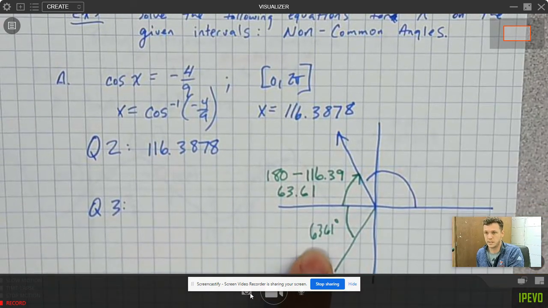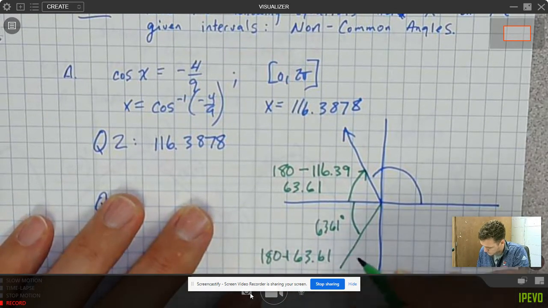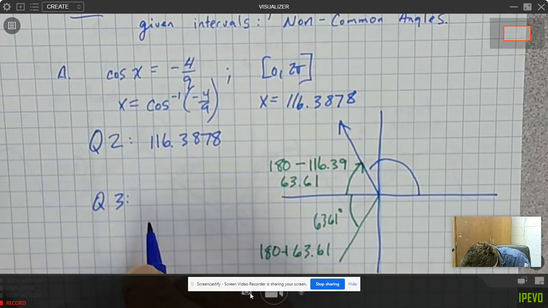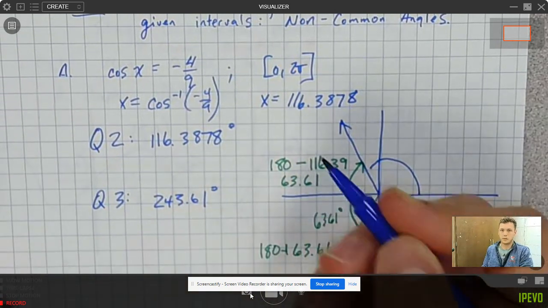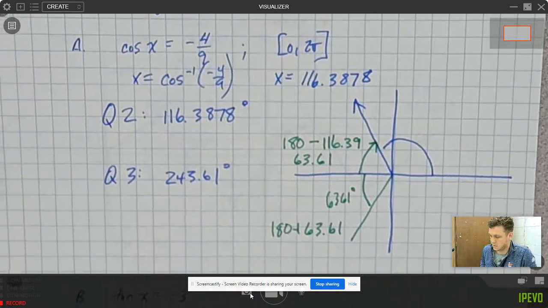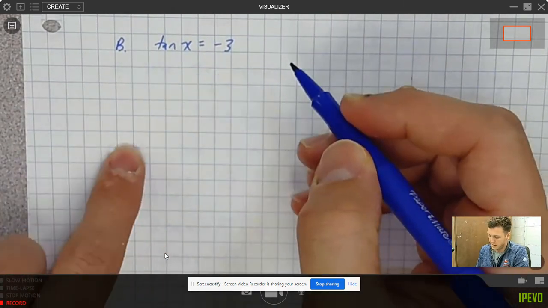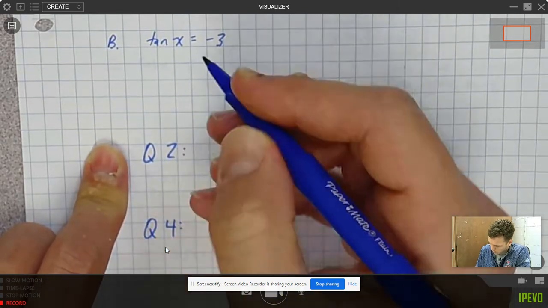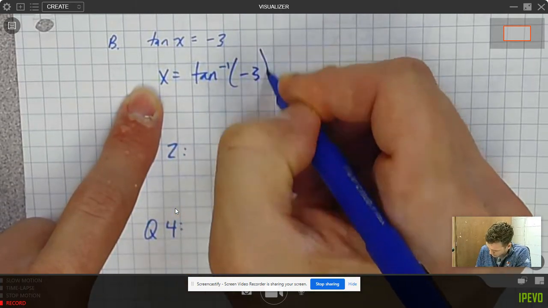All right, so let's take a look at one more of those. You've got tangent of x is equal to -3. Tangent is negative in quadrants 2 and 4. Okay, so I'm going to solve for x first initially by saying tangent inverse of -3. So we do tangent inverse of -3. Okay, and so I get a negative 71.56.